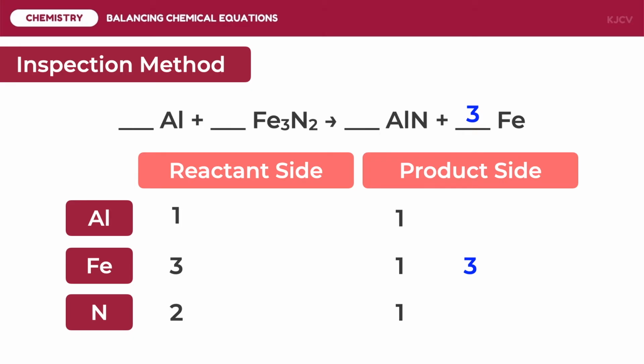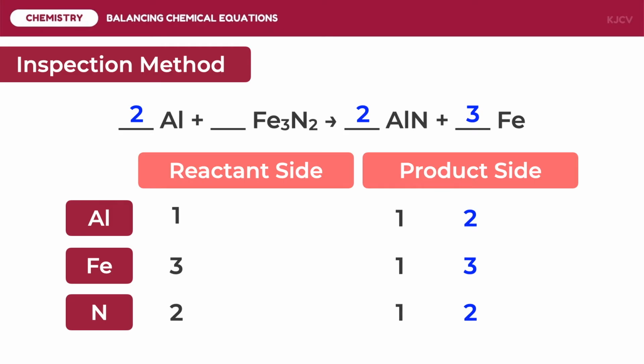Now, we only have nitrogen unbalanced. Since we have fewer nitrogen atoms in the product side, we will adjust the product side. Thus, we have 2. This makes the number of nitrogen atoms in the product side 2 also. However, since we adjusted nitrogen in the product side, the aluminum count will also be affected. Now, we have 2 aluminum atoms in the product side. This makes it greater than the aluminum in the reactant side. Since aluminum in the reactant side is alone, we can easily write 2 as a coefficient.